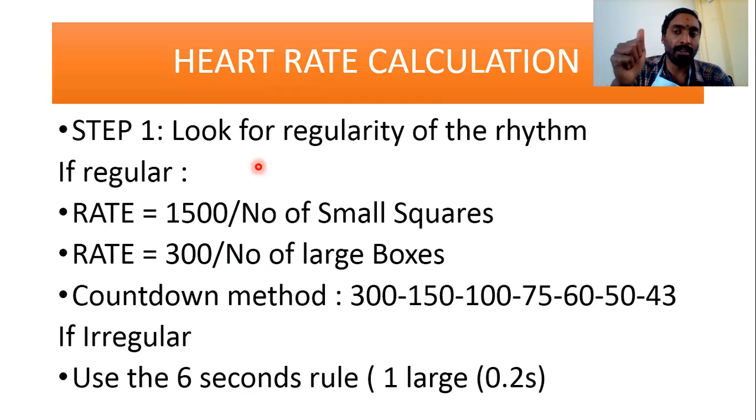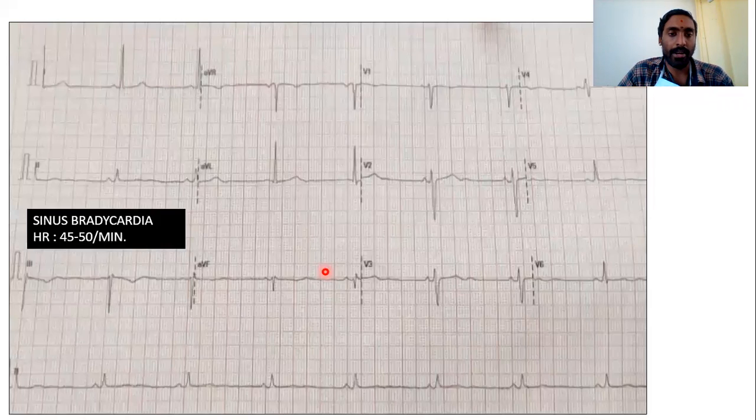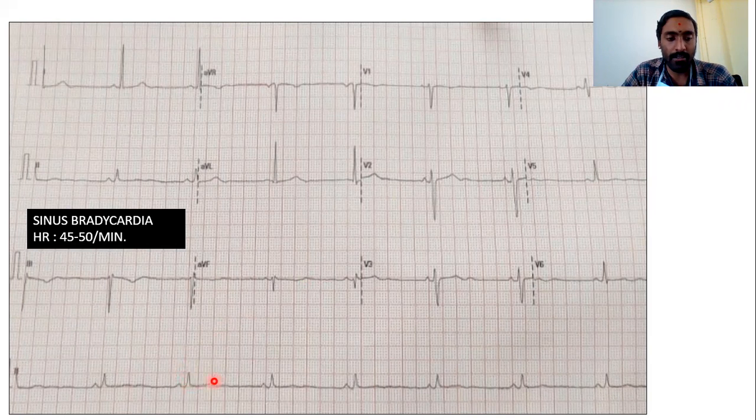Once we see the standardization, we proceed to how to calculate heart rate. To calculate heart rate, the first step is to look at the rhythm. If the rhythm is regular, if the RR intervals are regular, you can use the formula 300 divided by the number of large boxes, or the countdown method. If the RR intervals are irregular, then we use the 6-second rule or 3-second rule, where we count the number of QRS in 3 seconds and then multiply that by 20 to get the heart rate.